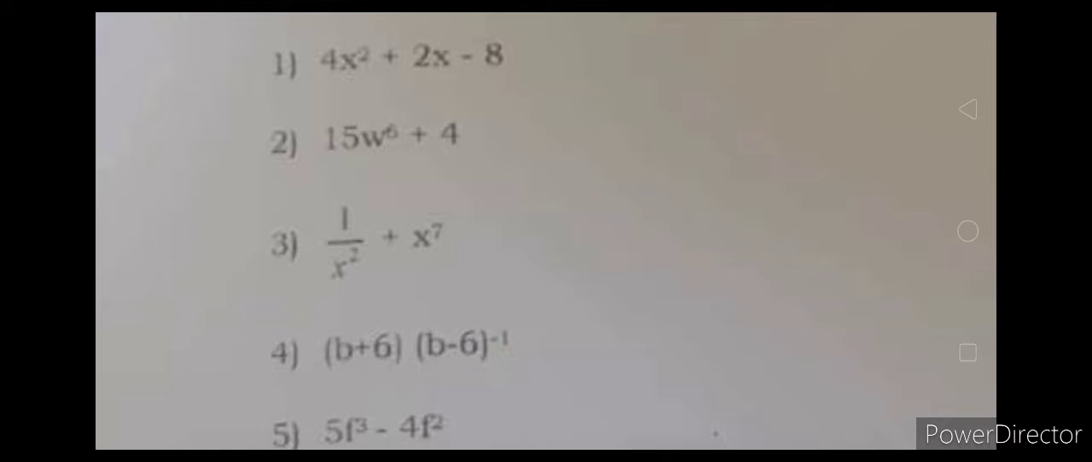Okay? So, instead of writing 1 over x raised to 2, positive siya, pero ara siya sa denominator. So, i-rewrite natin yan, magiging x raised to negative 2 plus x raised to 7. So, since 1 over x raised to 2 magiging x raised to negative 2, ang exponent niya is negative. So, that is not a polynomial.